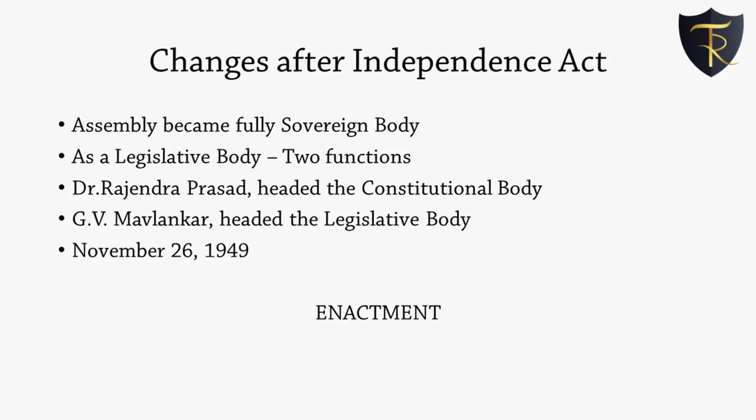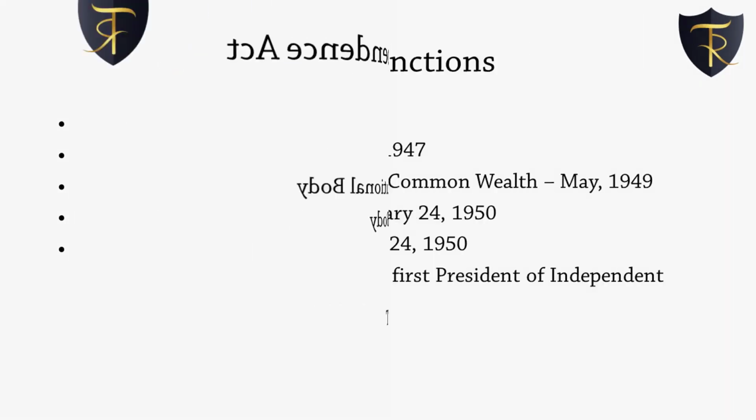The Assembly became a legislative body as well, or to say, it had two separate functions. One, as a constitutional body to frame the constitution. Two, as a legislative body to enact the laws. The days when the Assembly met as a constitutional body were headed by Dr. Rajendra Prasad, and as a legislative body by G.V. Mavlankar. This continued till November 26th of 1949, when the making of the constitution reached its next stage, that is, the enactment of the constitution.